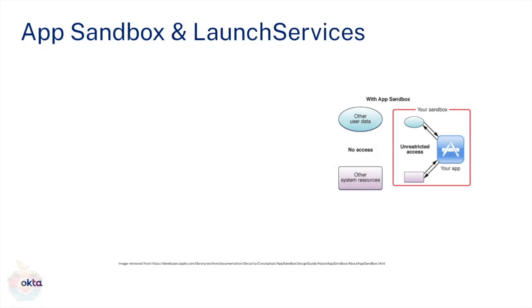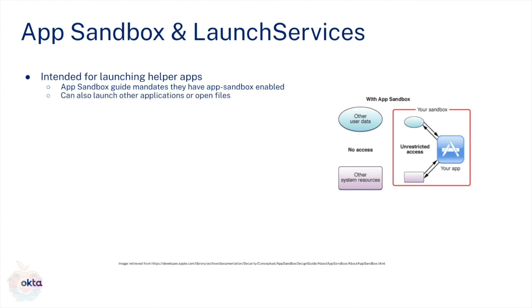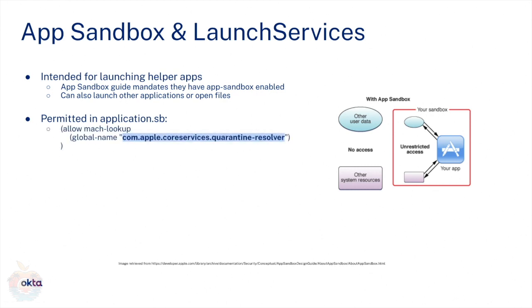OK, so App Sandbox and LaunchServices. Ostensibly, this capability is intended for launching helper apps, which are just apps inside your app. At least that's the only mention of it in the App Sandbox guide. And as you might intuit already, LaunchServices is responsible for launching applications, opening files. That's what it does. It's explicitly allowed in the seatbelt profile via these 2 lines, the first of which is a Mach lookup on the quarantine resolver service, and the second of which is ls-open.